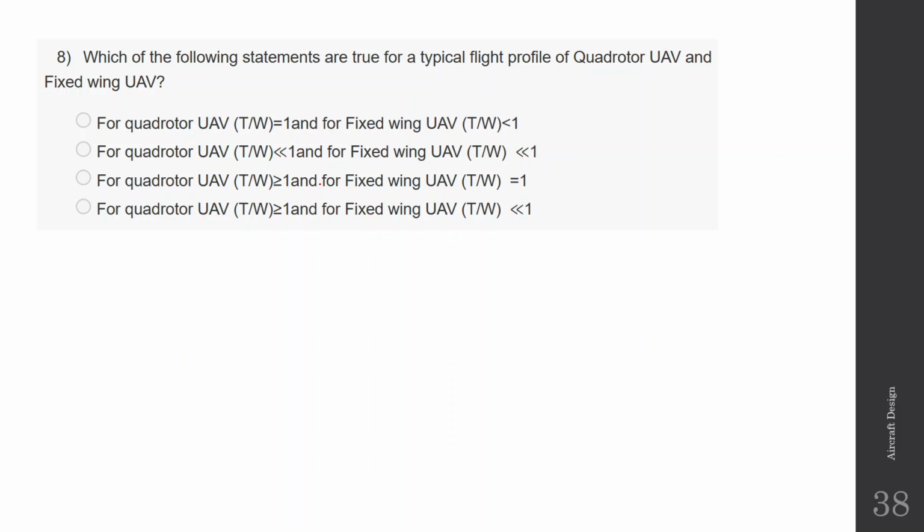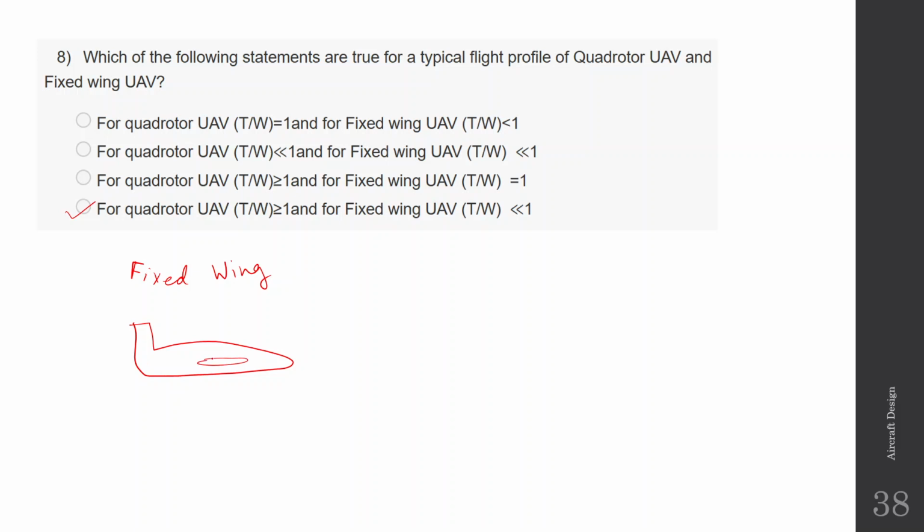Okay, so in this case, the answer is this one. Okay, the last one. So here you have to understand something: what is a fixed wing UAV, what is a quad rotor, and how they work. So your fixed wing UAV is like this. It is a plane basically.